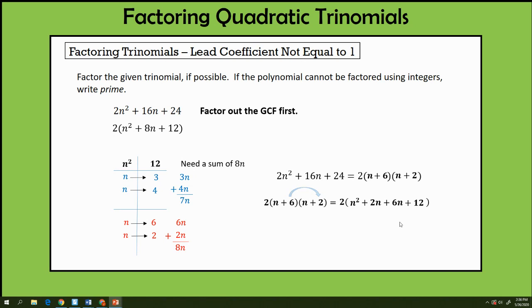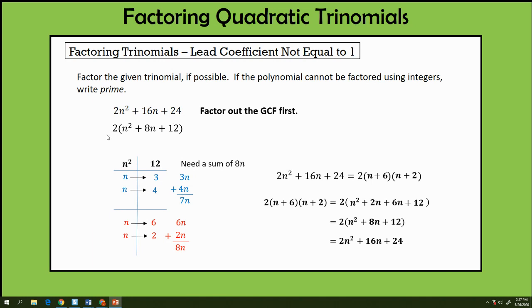Now let's take what's in parentheses and simplify it. This 2n plus 6n is 8n. Now this is a monomial times a trinomial, so let's just distribute that 2 through. If I do that, I get 2n squared plus 16n plus 24, and that was my original trinomial. So this right here that I'm circling is the factored form. That's the correct factored form for that trinomial.